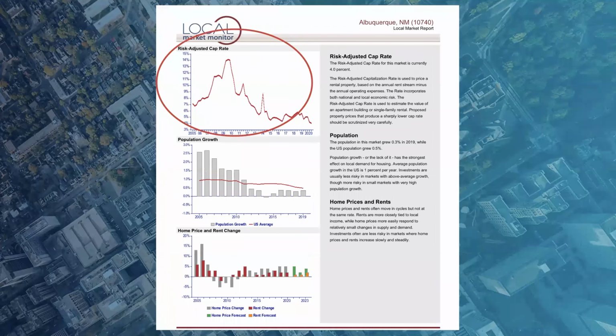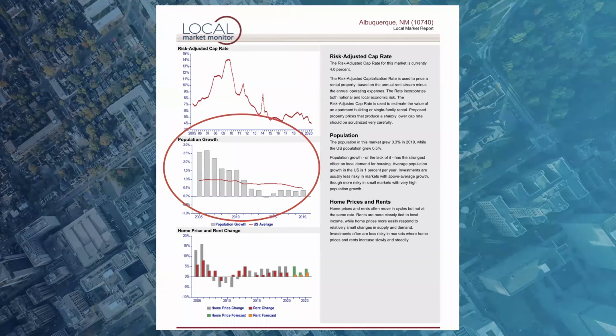On page 3 of the report, the first chart shows the risk-adjusted cap rate, a calculated value of the amount of risk an investor is taking in this market. In this example, you can see the high risk before 2008. Ordinary cap rates show the actual return investors receive on rental properties. The risk-adjusted cap rates show the return an investor must get to make up for the higher risk.